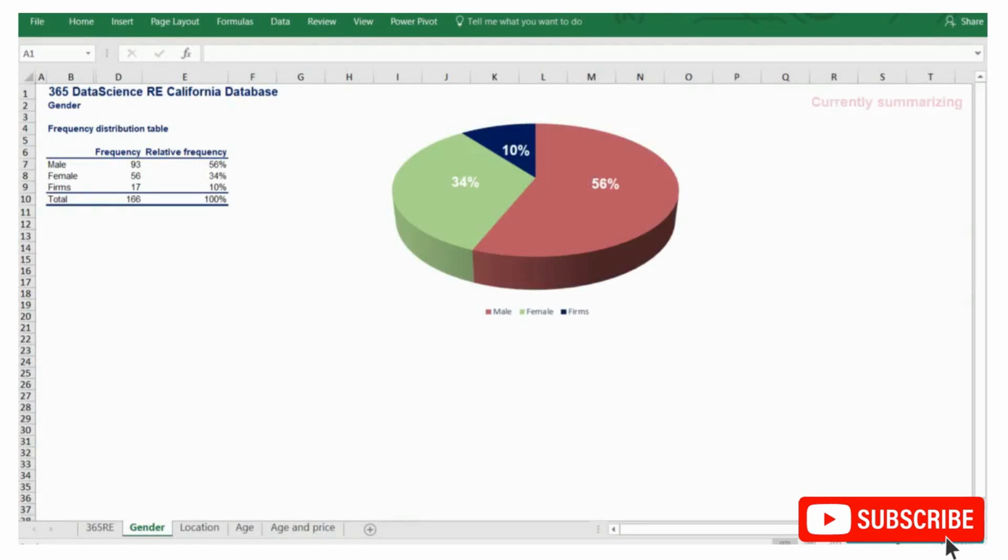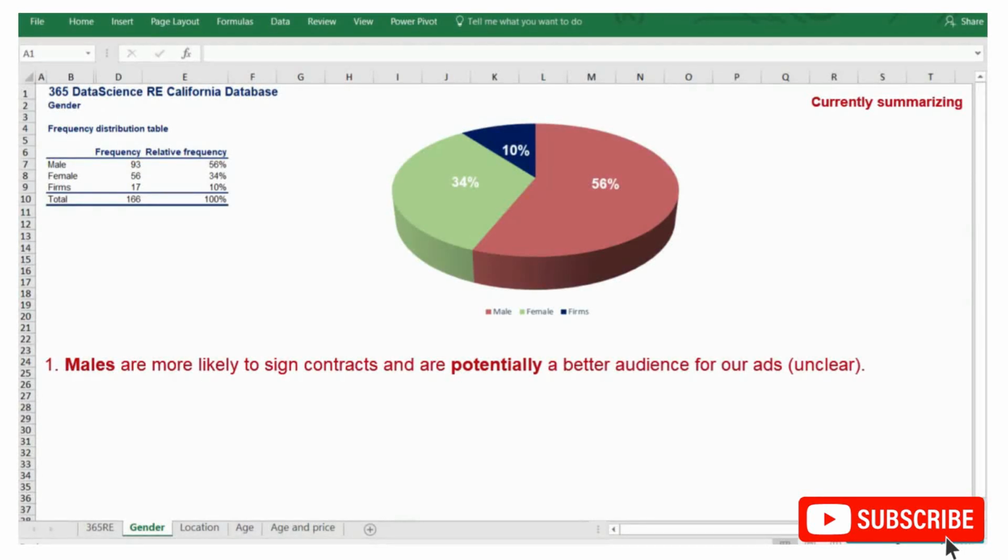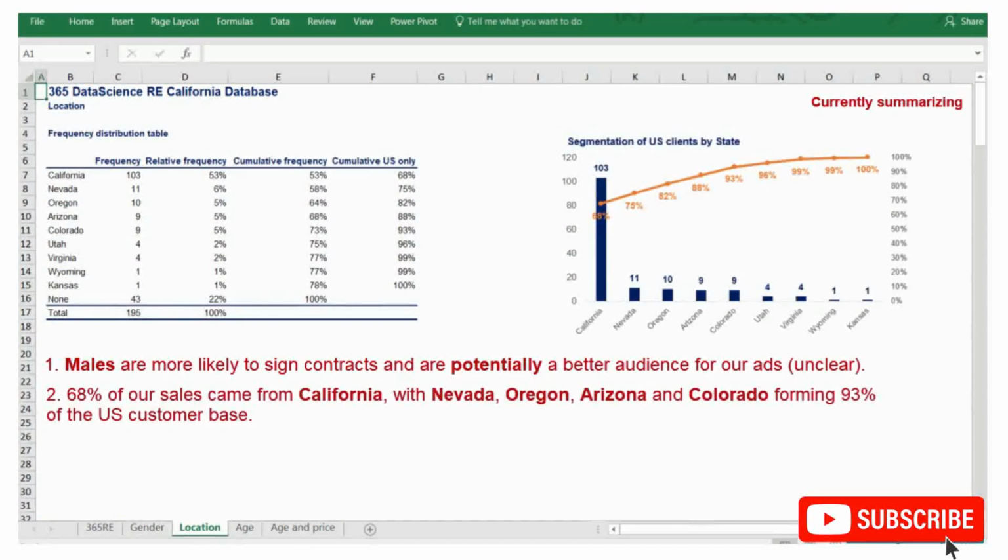First, males are more likely to sign contracts and are potentially a better audience for our ads. However, we have no information about their marital status. This observation is unclear. Second, 68% of our sales in the US come from California, with Nevada, Oregon, Arizona, and Colorado following behind to form 93% of the US customer base.